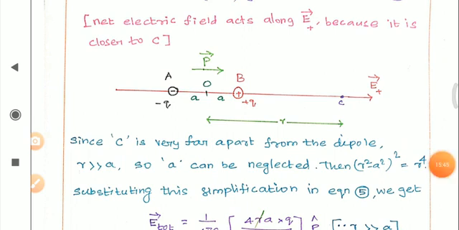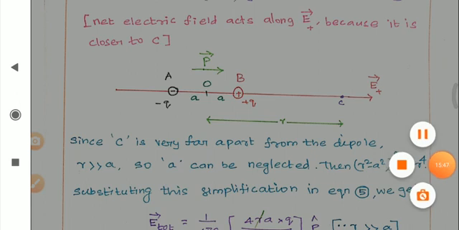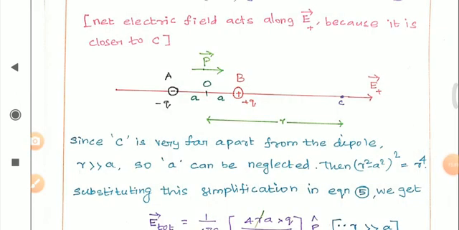Okay, right. Then we can discuss the electric field at a point due to the electric dipole along the equatorial line. Okay, right.